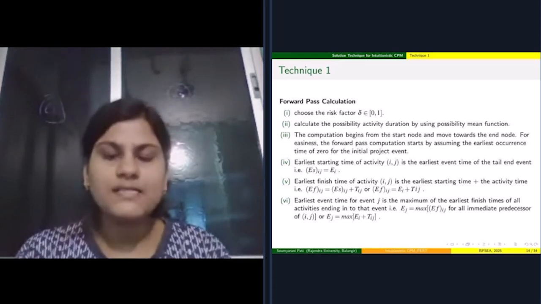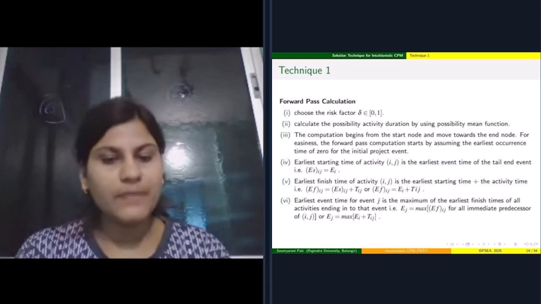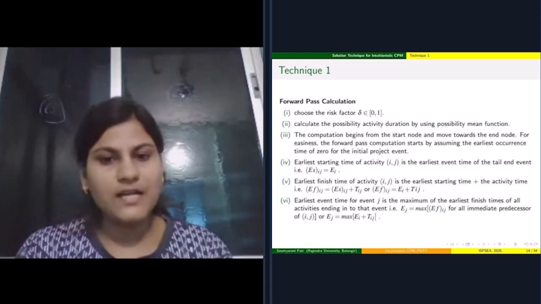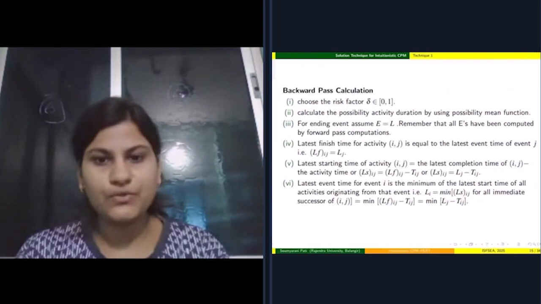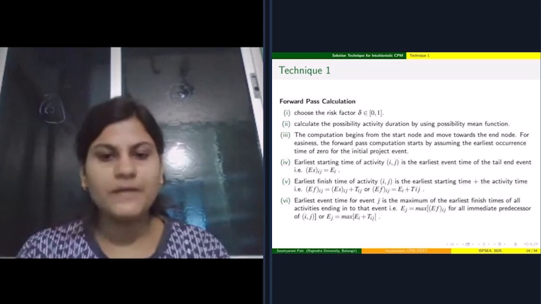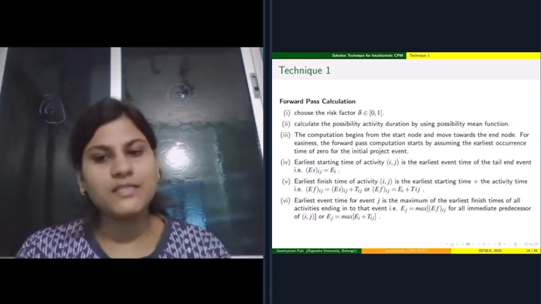The CPM consists of two calculations: forward pass calculation and backward pass calculation. So this is technique one for forward pass calculation. First, choose the risk factor delta belonging to [0,1]. Calculate the possibility activity duration by using the possibility mean function.